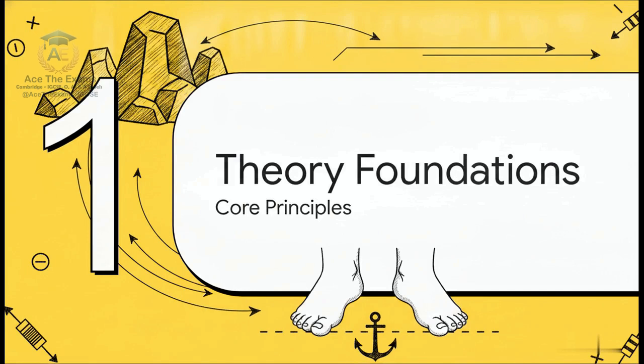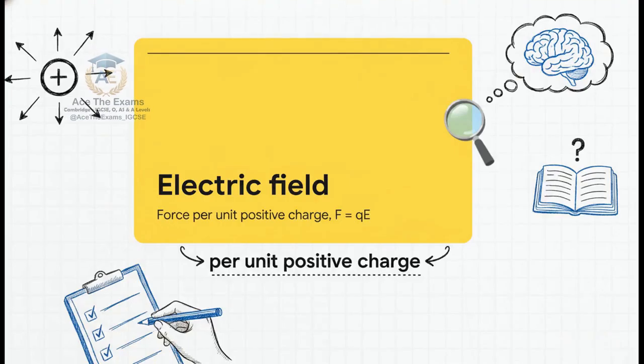Round 1. Theoretical foundations. Let's establish the absolute core principles you need before you even think about throwing a punch. The fundamental definition you absolutely must know inside and out is that an electric field is the force per unit positive charge, represented by the legendary equation F equals QE. Now, what is really fascinating about this specific concept is how beautifully simple it seems on the surface, yet it is consistently one of the most widely misunderstood areas in the entire physics syllabus.